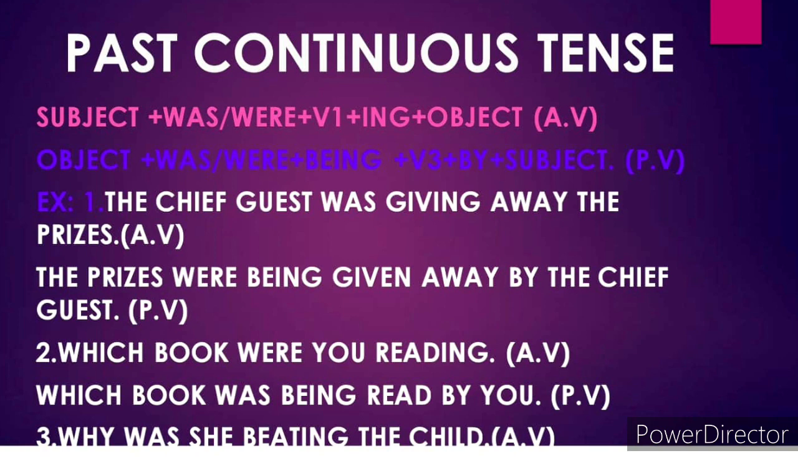Next example, which book were you reading? It's an active voice. Which book was being read by you? It's a passive voice. Which, where, what, there is no change in passive voice also. But one condition we will change: who changes into whom in passive voice. Who will become by whom. Which book was being read by you? It's a passive voice. Book was being, read is the v3 form, by is the preposition, then you becomes you. There is no change in you.